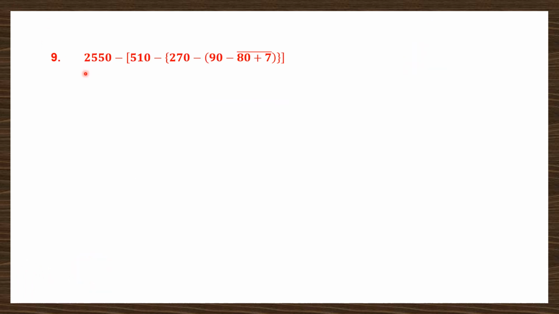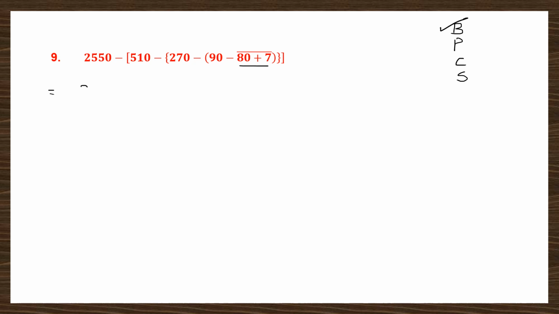Question 9. Now let's look for all the brackets that are there. We have the square bracket, the curly bracket, the parenthesis and the bar bracket. So let's just quickly go through the order. We have bar bracket, parenthesis, curly bracket and the square bracket. This is the order. So first let's work on the bar bracket, that is 80 plus 7.